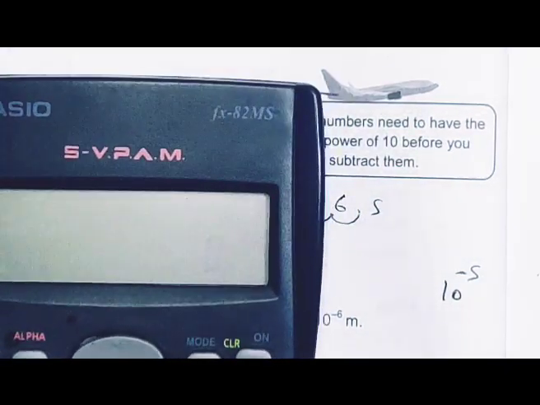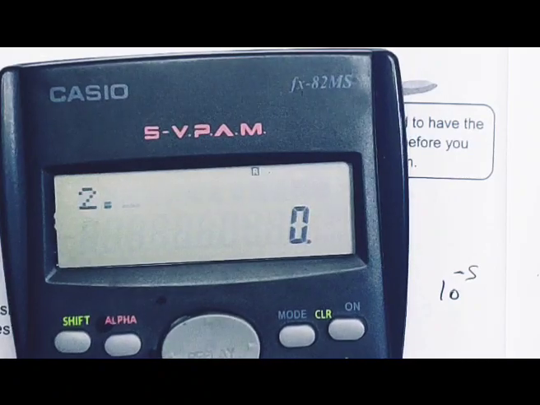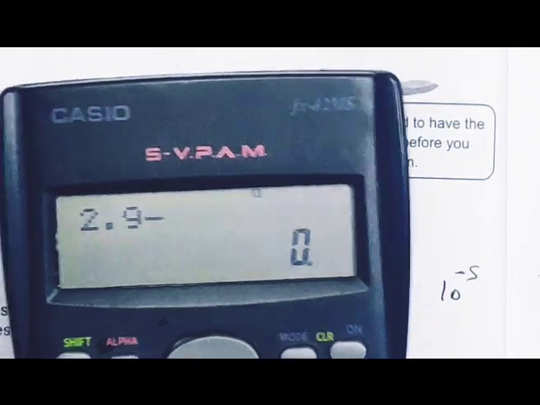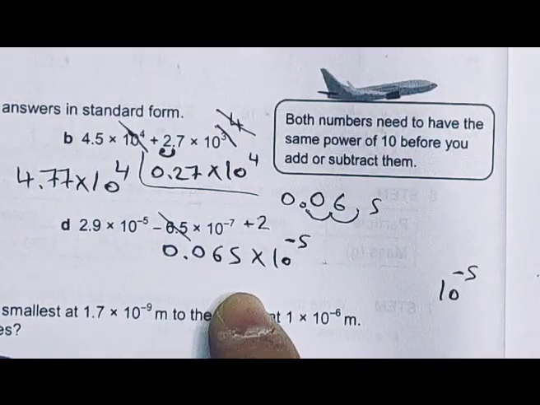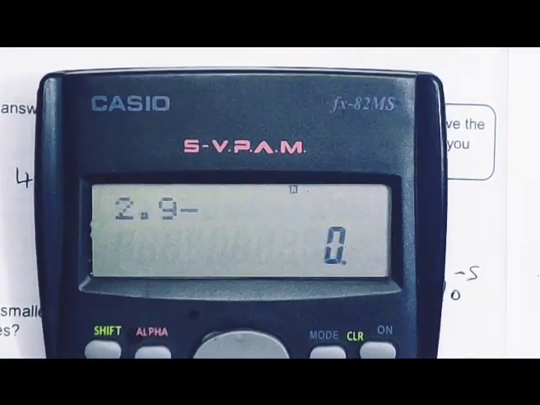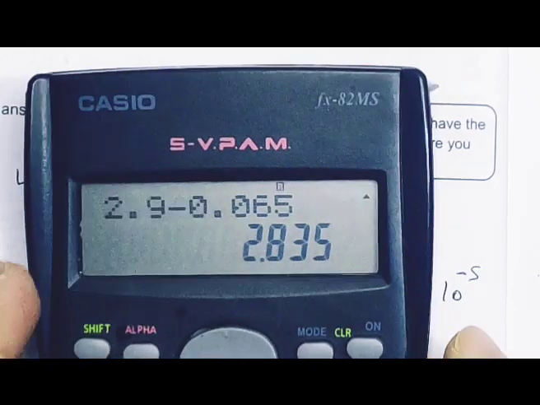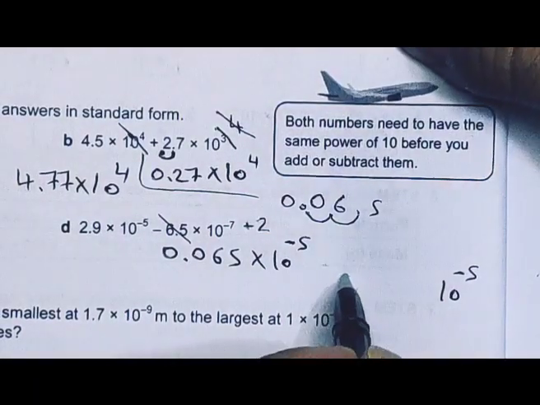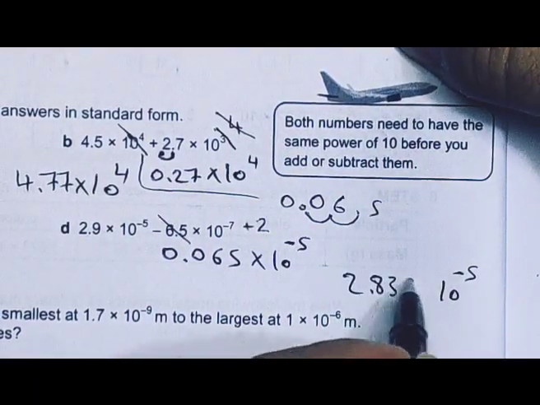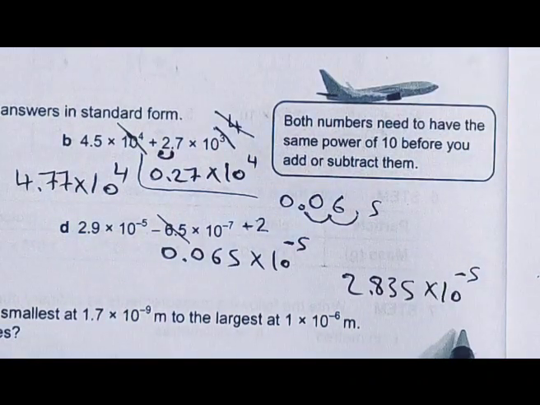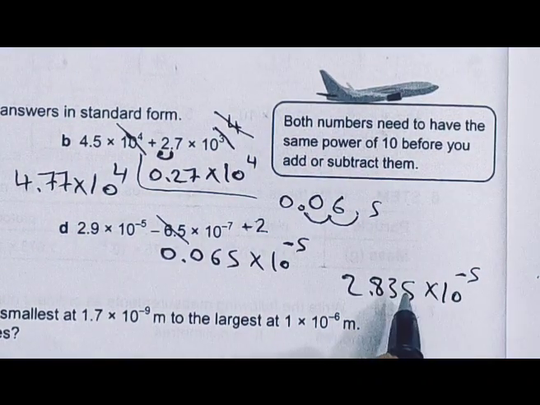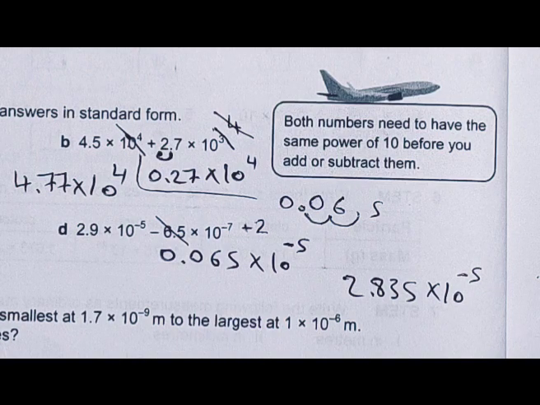So 2.9 minus 0.065. And the answer is 2.835. So 2.835 multiplied by 10 with the power of negative 5. And this is how you answer a question like this.